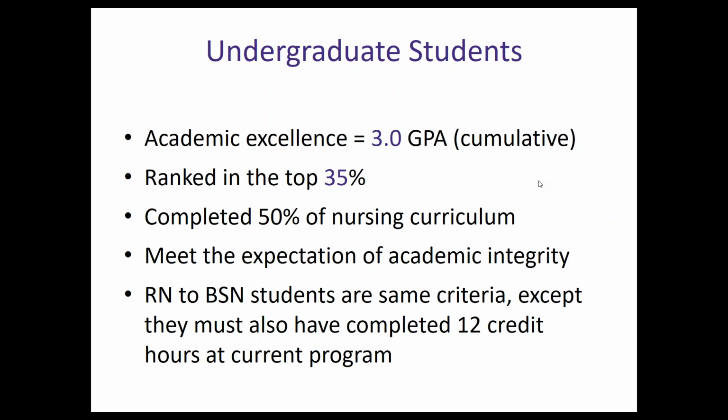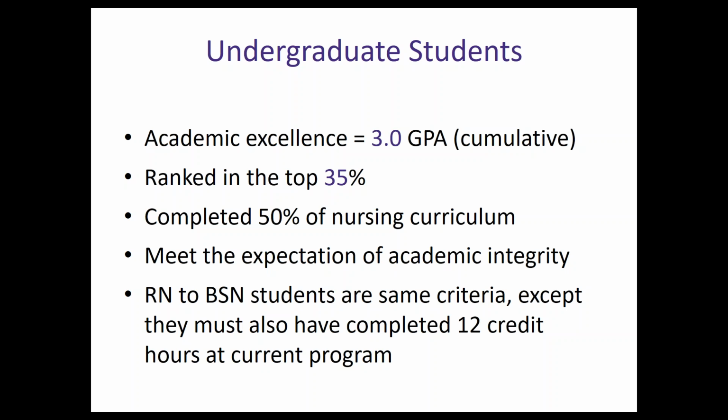Hopefully this criteria isn't new for you to see. This is the undergraduate student criteria. Your candidates do need to have a 3.0 GPA, that is cumulative, in order to meet the expectation of academic excellence. They should be ranked in the top 35% of the class. They need to have completed at least half of the nursing curriculum as defined by your university. They need to meet the expectation of academic integrity. That's also something that your university can define.